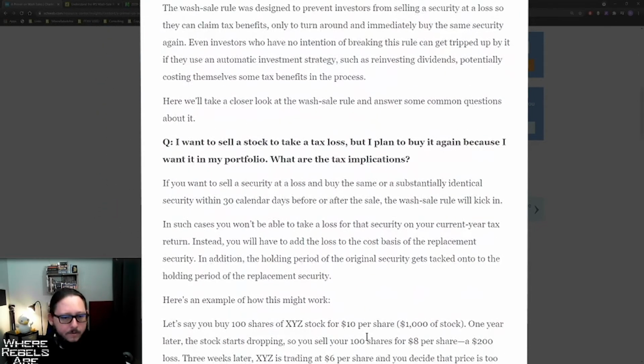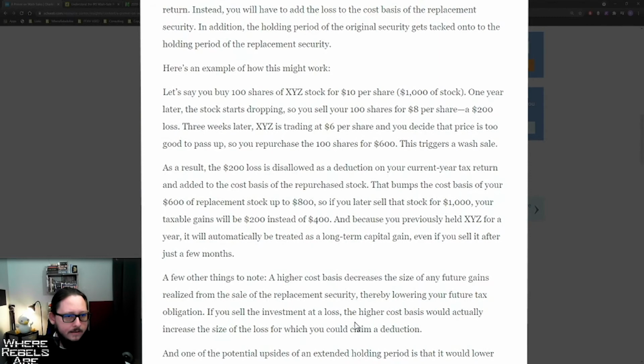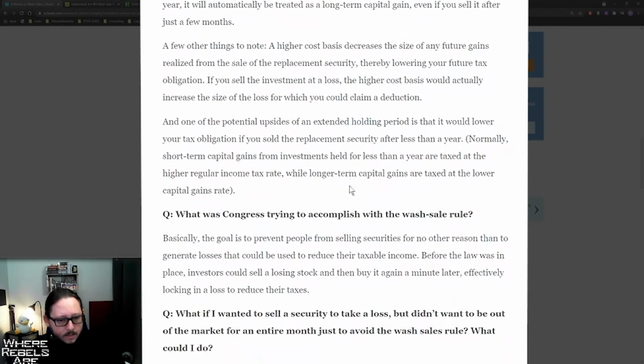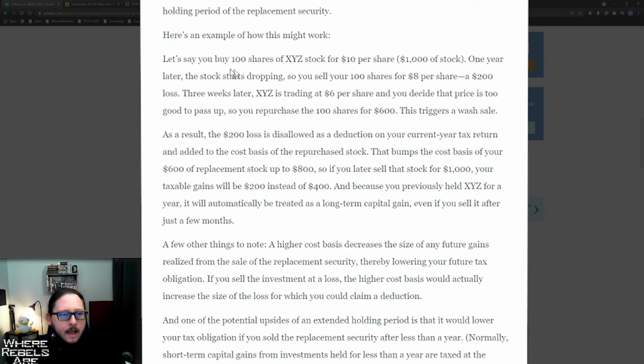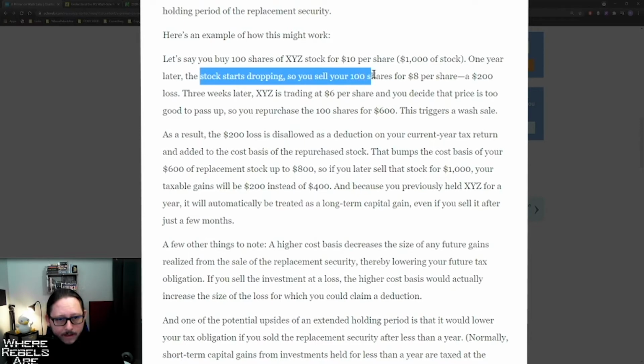There's a nice example down here that talks about it, and I'm just going to use that so that you can have something visually to read. Okay, here we go. Let's say, as an example, you buy 100 shares of XYZ for $10 per share. That's $1,000 worth of the stock. A year later, the stock starts dropping, so you sell your 100 shares for $8. That's a $200 loss that you're reporting.